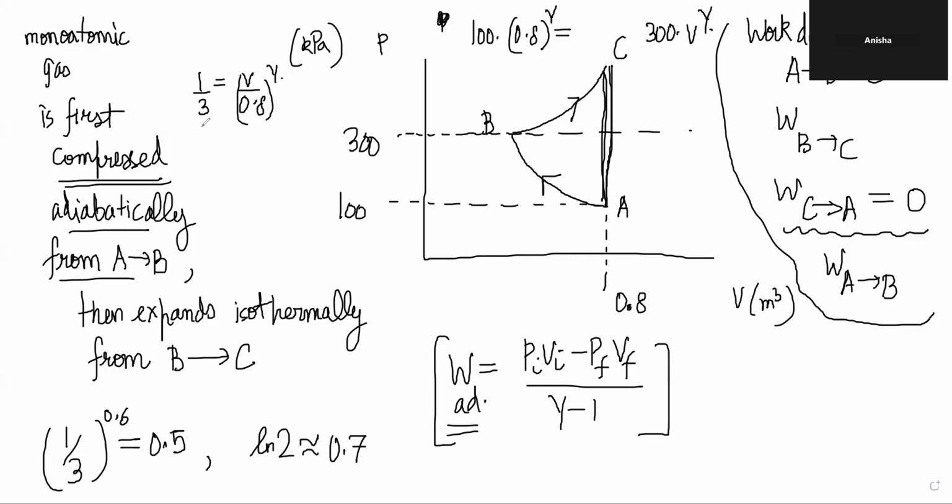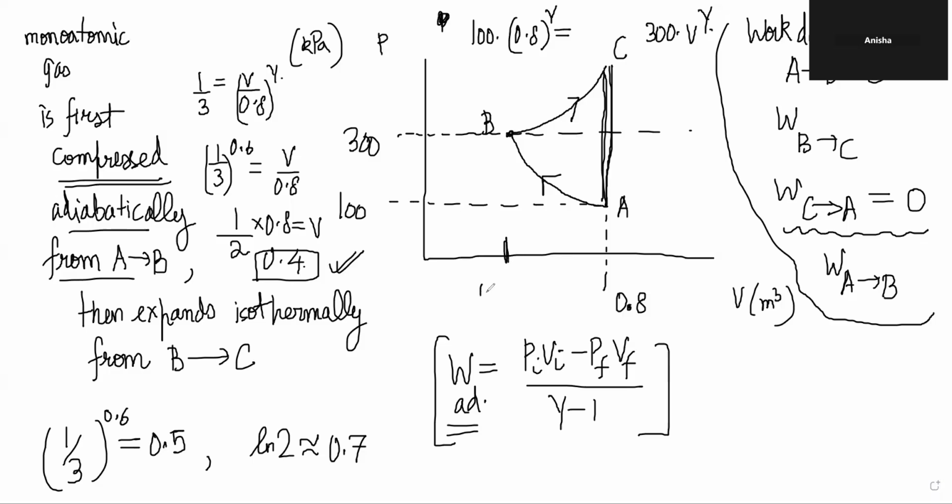So we have to do 1 by 3 to the power 1 by gamma, right? So 3 by 5, that is 0.6. So V by 0.8 equals 1 by 3 to the power 0.6, which they have given as half, right? 0.8 times half, so V is 0.4, right? Correct? Yes. So this volume is technically half of the volume of the original, right? Yes, sir.